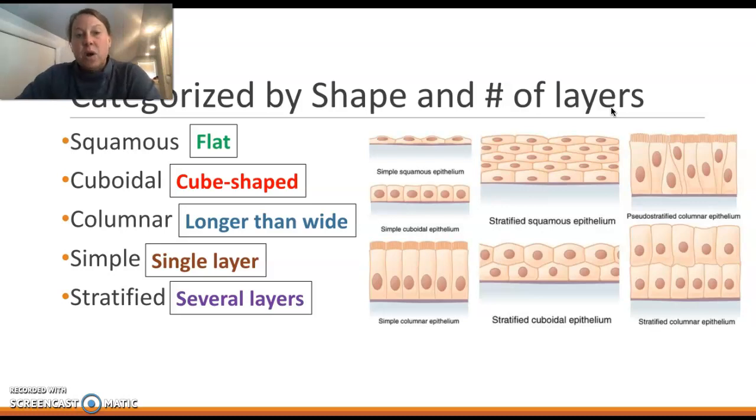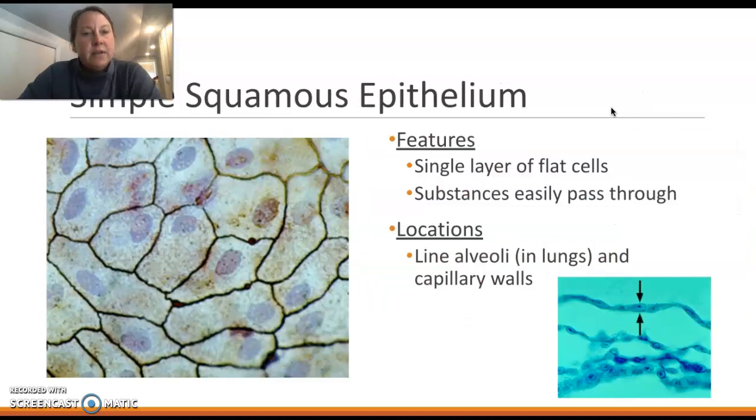So we can have simple squamous, simple cuboidal, simple columnar. That's just telling us simple, we have that one layer. Squamous means flat. Simple cuboidal is one layer of the cube-shaped cells, and simple columnar is one layer of the longer column-like cells. And then stratified just means that it's layered. All right, so let's get into some more specifics here.